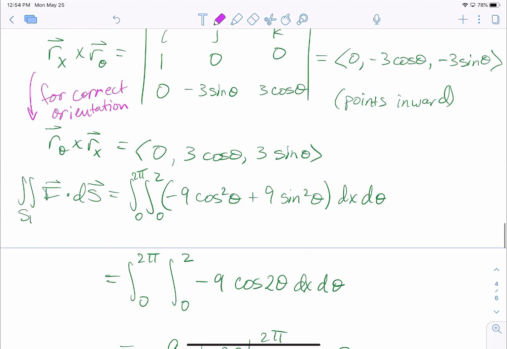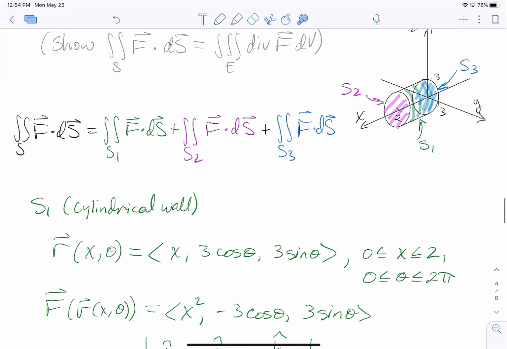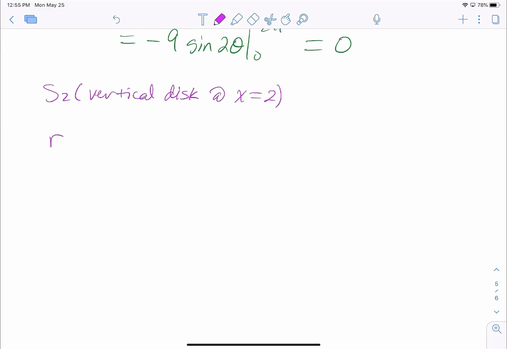Moving on to our next surface, S2 is a vertical disk of radius 3 and an x value of 2. Because we have a disk, r is not a fixed radius, and so we can parameterize in terms of r and theta. The x component is 2 for the entire disk. Y we're going to say is r cosine of theta. Z is r times the sine of theta. And so that gives us our vector function r.